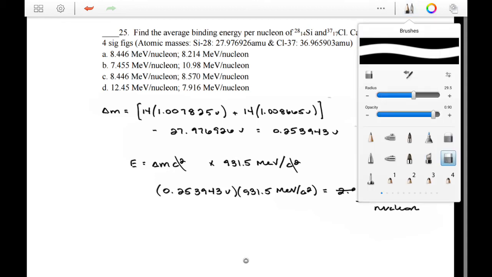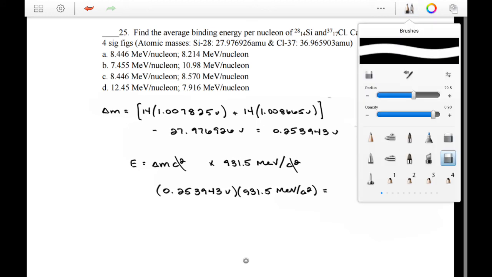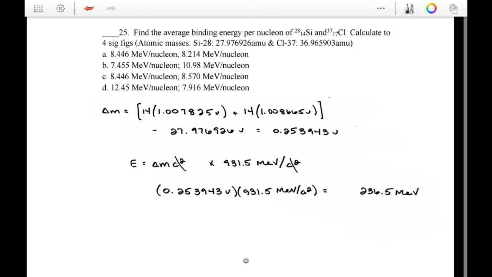And so, I'm sorry, this is not actually MeV per nucleon. This is just the total binding energy. And then in order to find the binding energy per nucleon, we have to divide it by the number of nucleons. And so we'll divide it by 28, because that is the mass number, which contains the total number of nucleons. And so this will give us a final answer of 8.446 MeV per nucleon.